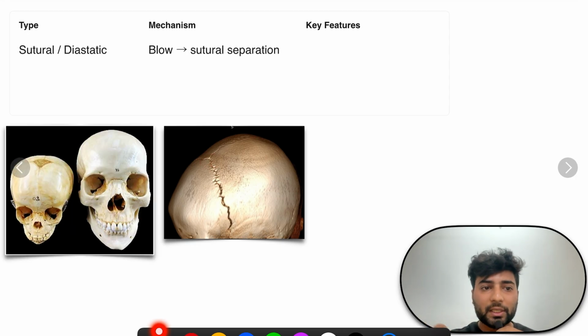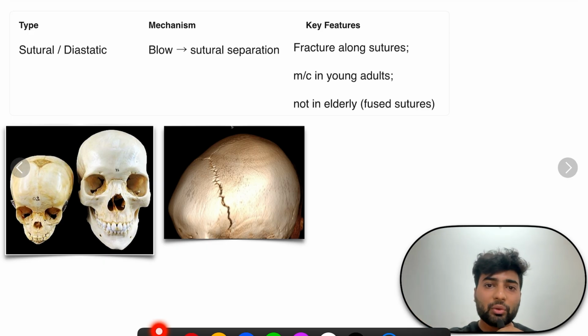Now in this image you can see there are two skulls. The first skull is having sutures while the second is not. Why? Because this is an adult skull, so the sutures are fused. In this child skull, the sutures are still not fused. So this type of fracture is only seen in young individuals and not in the elderly.